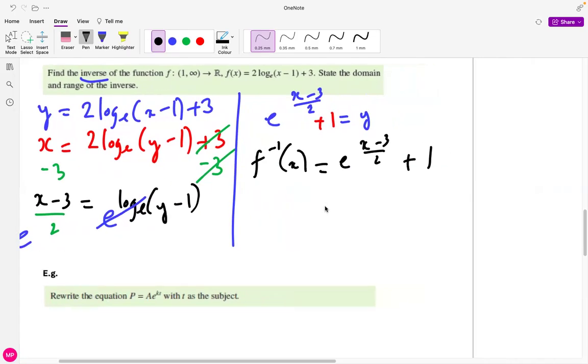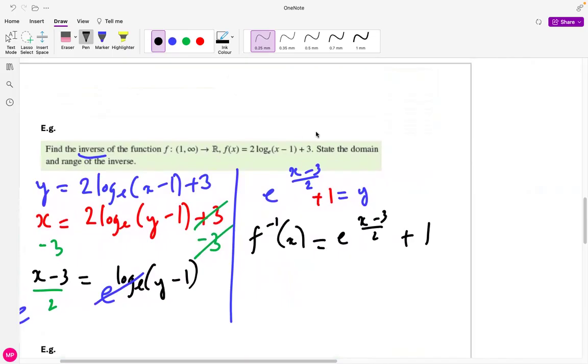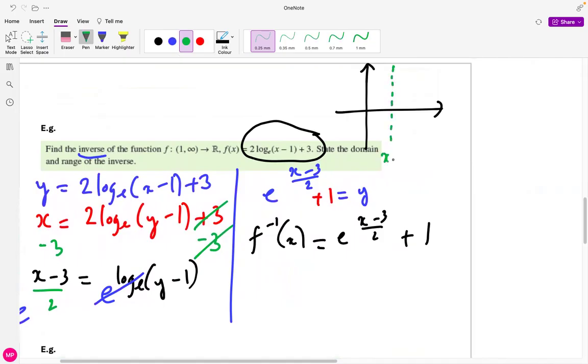Now, to find the domain and range of the inverse, we're going to look at the original graph and find the domain and range from there. So this one is a log graph, x minus 1, which means it moves 1 to the right. So the asymptote is x equal 1. And because there's no reflection, it looks like that. You can check that the domain here is 1 to infinity, which exactly matches my graph.